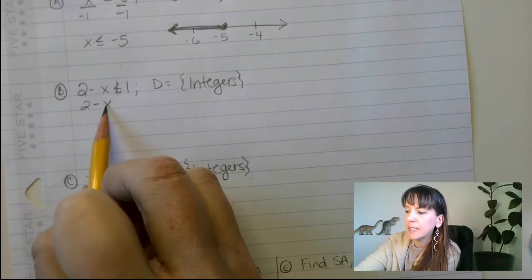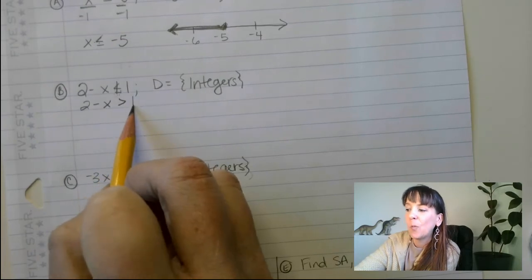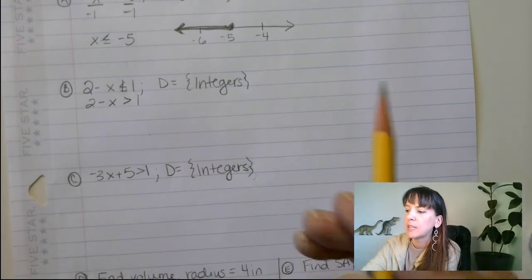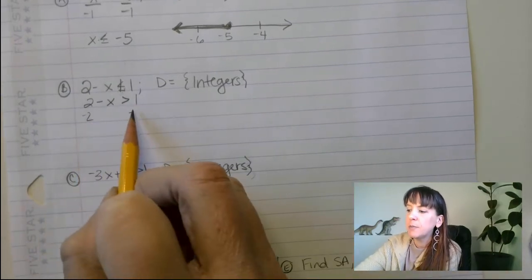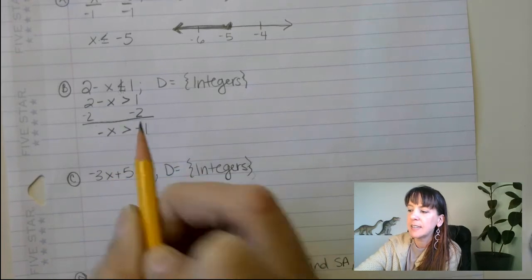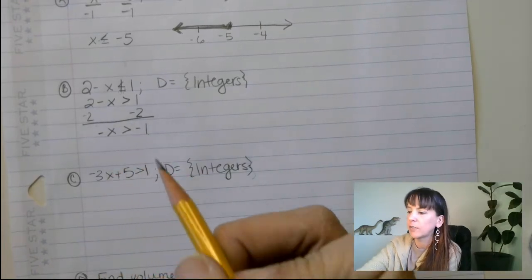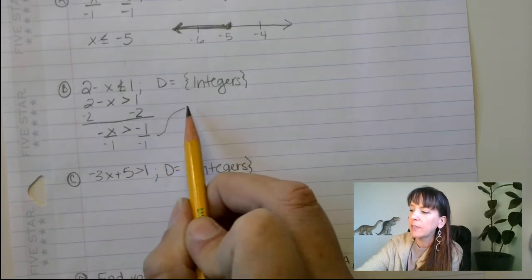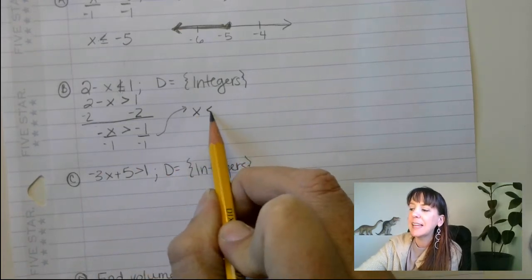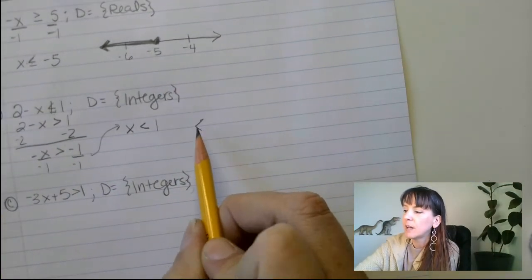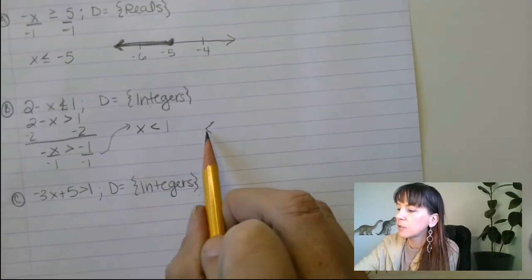So it's going to be 2 minus x is greater than 1, because not less than or equal to means flip the sign and get rid of that equals. Subtract 2 from both sides, we get negative x is greater than -1. Divide both sides by -1, and we end up with x is less than 1, because now I've flipped my sign. This time we're talking integers, so let's make sure we're paying attention to that.